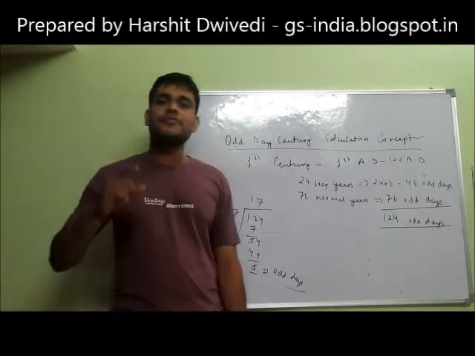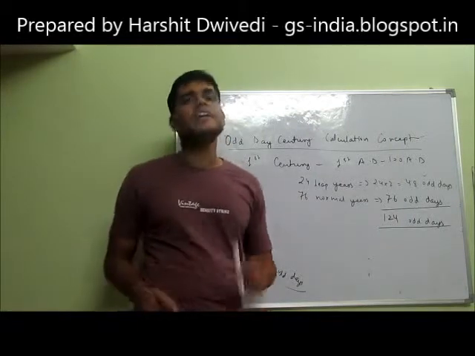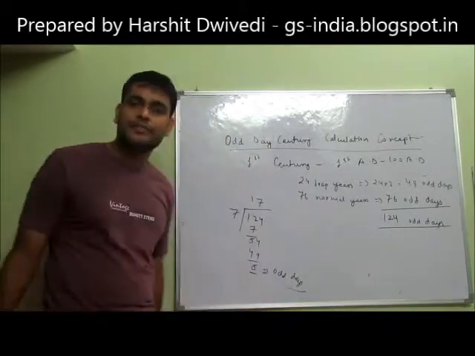That is, in the first century, that is in the first 100 years, that is from 1 AD to 100 AD, the number of odd days obtained is 5. This is my concept.